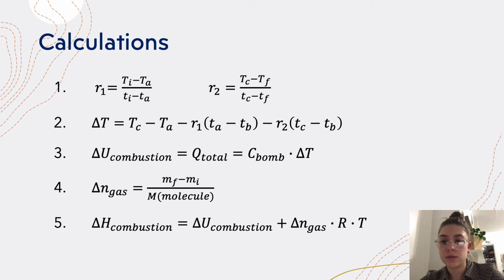The molar change of the gas was found using the change in mass and molar mass of each molecule, where the mass was calculated, where we made sure to subtract the weighing boat and the gel capsule mass to get a final measurement of just the mass of the compound. And then finally, the heat of combustion was calculated using the internal energy of combustion, the change in gaseous moles, gas constant, temperature, and then in the tables previously, you'll see that the unit is in kilojoules per mole. So this was actually also divided by the change in moles to get that unit.